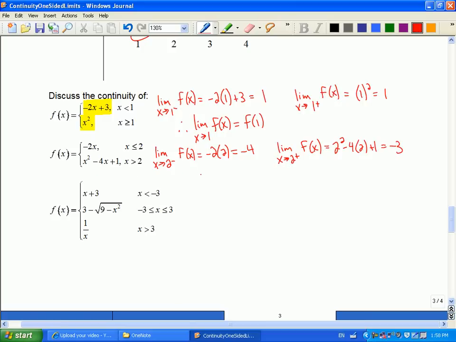It's not continuous. What kind of discontinuity would it be then? Yeah, it's going to be a jump discontinuity here because on the left side you're at negative 4, and then you jump up to negative 3.